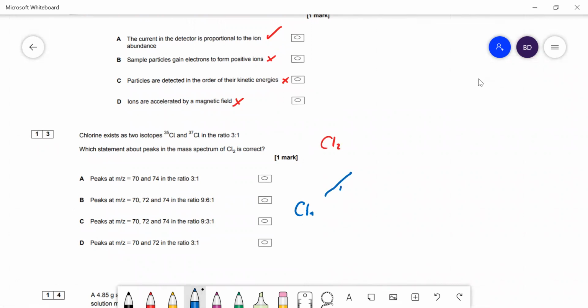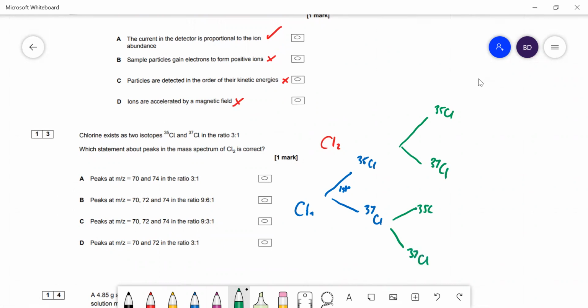So the first chlorine, this is 35. It could be 35Cl or it could be 37Cl. And then we're going to have the second chlorine. Well, it could be 35Cl or it could be 37Cl. You probably remember doing these diagrams in GCSE maths, probability.